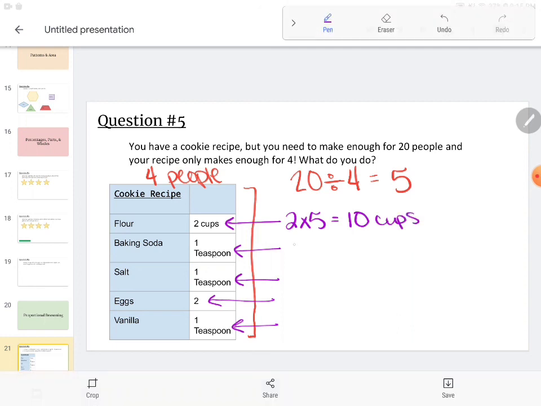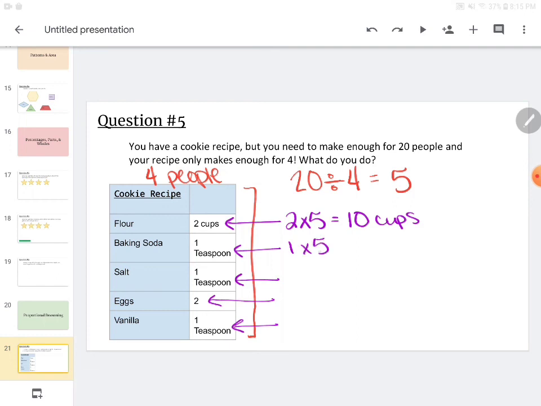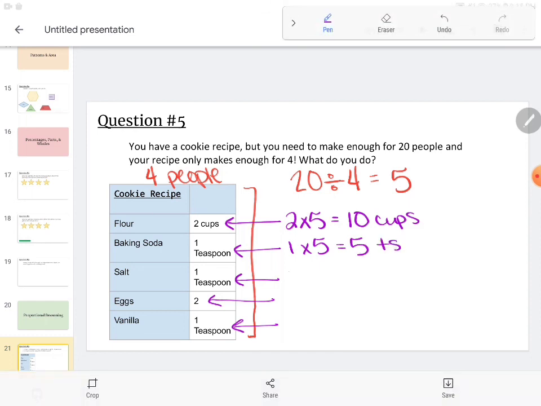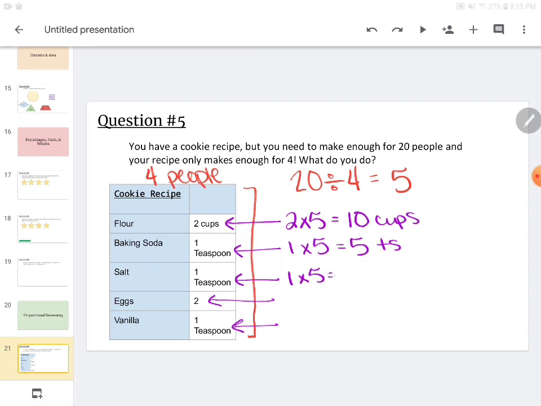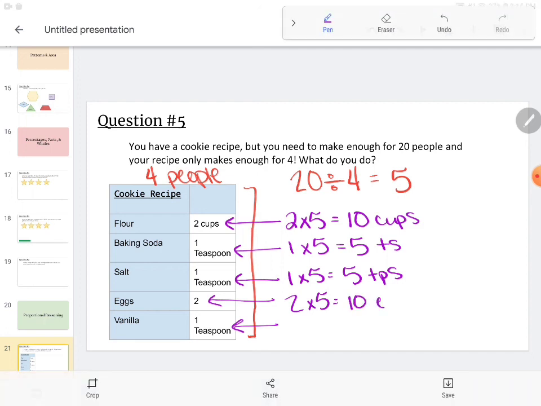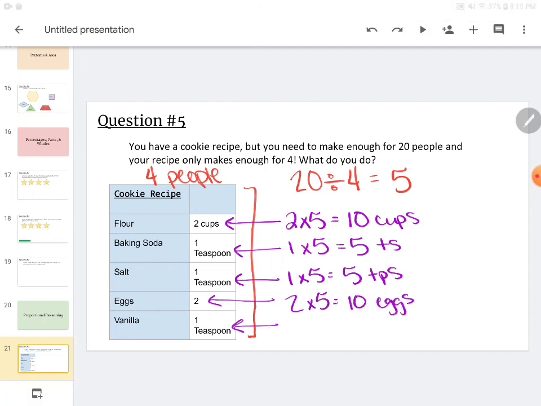Again, 1 teaspoon multiplied by 5, 1 times 5, not divided, will be 5. So we need 5 teaspoons. Again, 1 times 5 equals 5. So we'll need 5 teaspoons of salt. 2 multiplied by 5 will give us 10. So we need 10 eggs. And 1 times 5 is 5. So we need 5 teaspoons of vanilla.